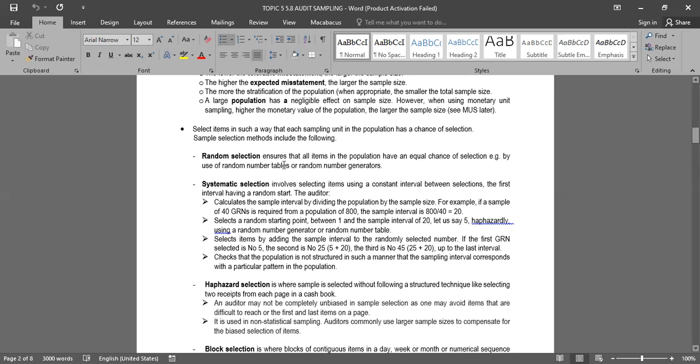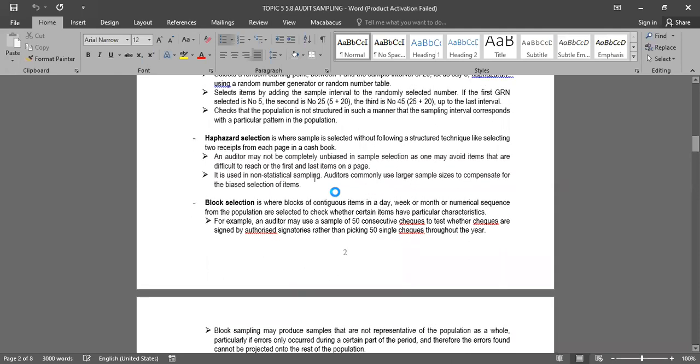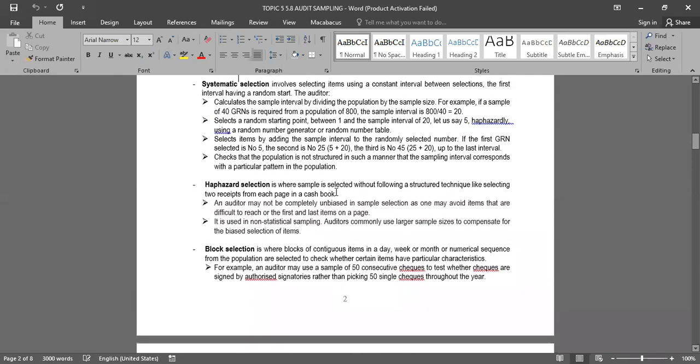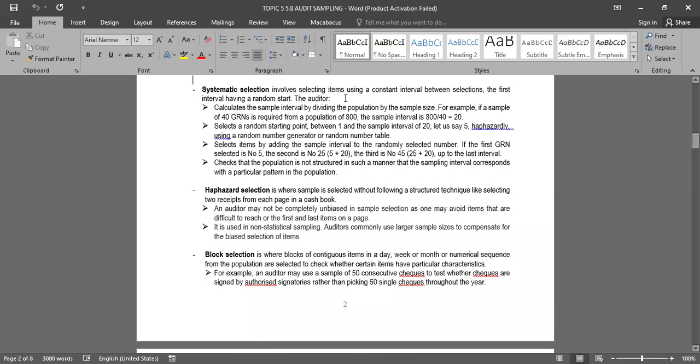So systematic, I just talked about, I've used my own example. You can use the one that they shared here. They said that under systematic, it involves selecting items using a constant interval between selections, with the first interval having a random start, and this is how we go about it.